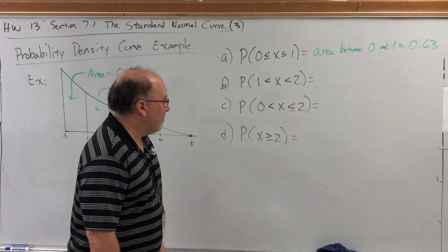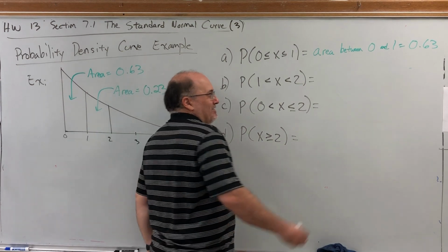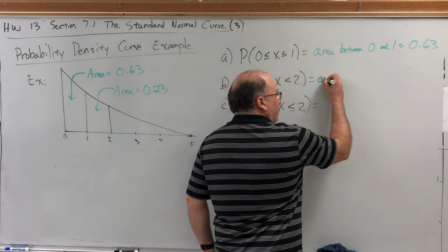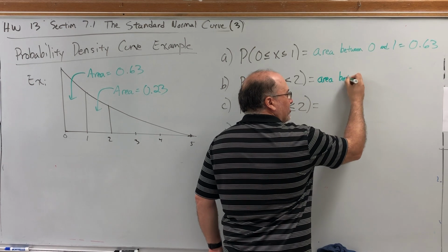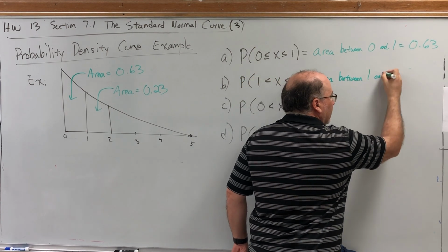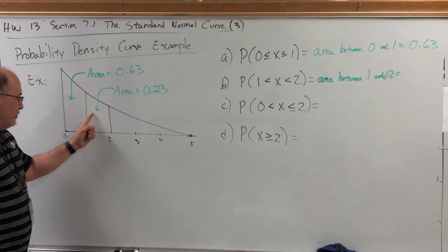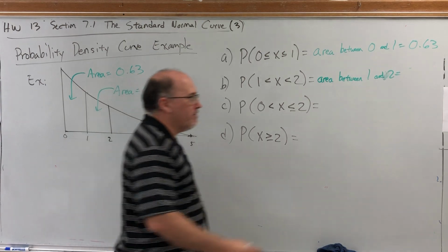So let's get back to part B, the probability that 1 is less than x is less than 2. Using the same property as before, this is the area between 1 and 2. So we just have to go look at our curve, and the area between 1 and 2 is 0.23.